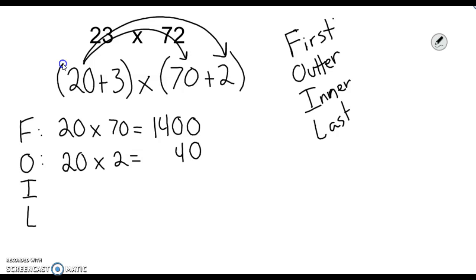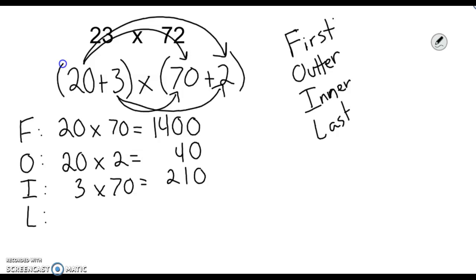All right, now we're on to the inside numbers. That's the middle numbers. That'd be 3 times 70. All right, so 3 times 7 is 21. Add the 0 on the end. And L is for last, because we're going to use the last number from each set. So that's 3 and 2. That gives us 6.